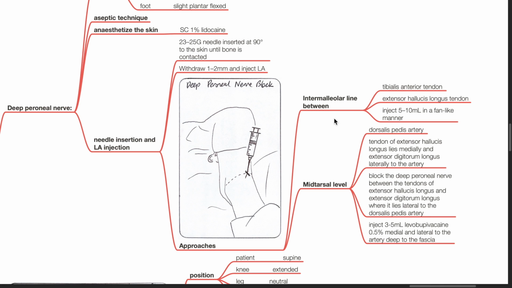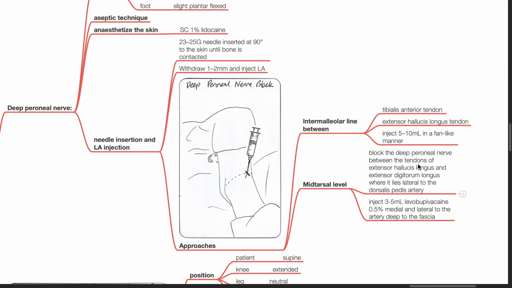Approaches. At the intermalleolar line between the tibialis anterior tendon and extensor hallucis longus tendon, inject 5 to 10 ml in a fan-like manner. At the mid-tarsal level, block the deep peroneal nerve between the tendons of the extensor hallucis longus and extensor digitorum longus, where it lies lateral to the dorsalis pedis artery. Inject 3 to 5 ml of levobupivacaine 0.5% medial and lateral to the artery deep to the fascia.